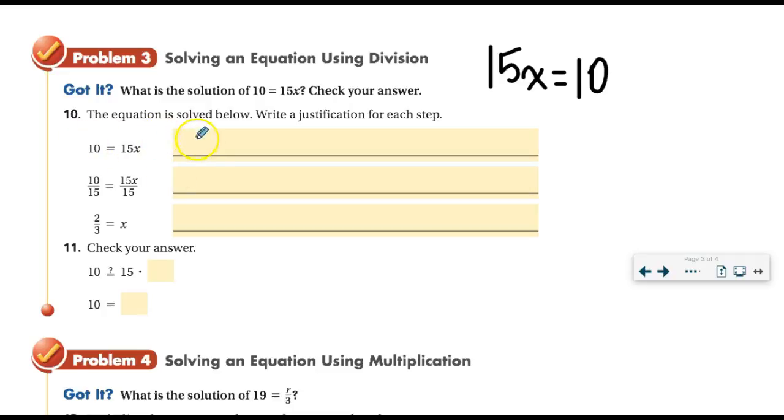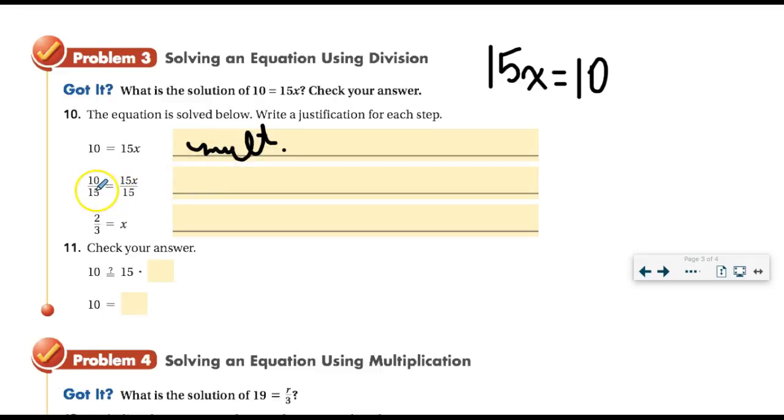So I'm copying the equation. I don't really need to write anything in here. But I do notice what is happening. This is multiplication. So I notice that multiplication is taking place, right? So maybe I want to say something about that this is multiplication. So that means I'm going to do the inverse. I'm going to divide both sides by 15.